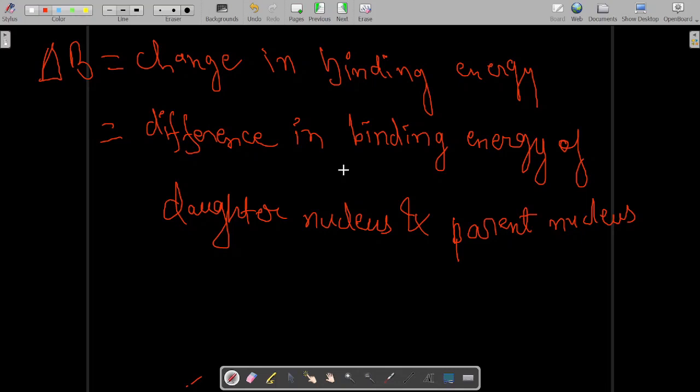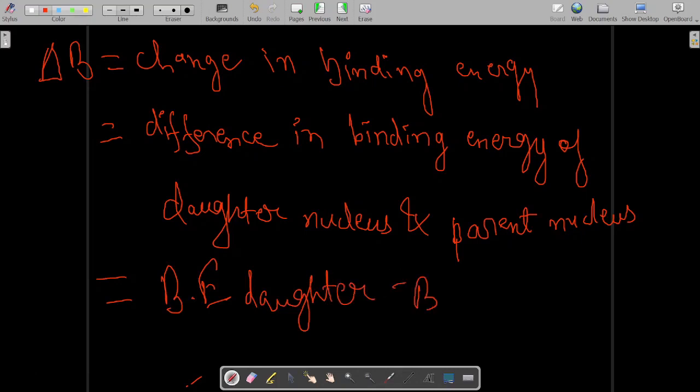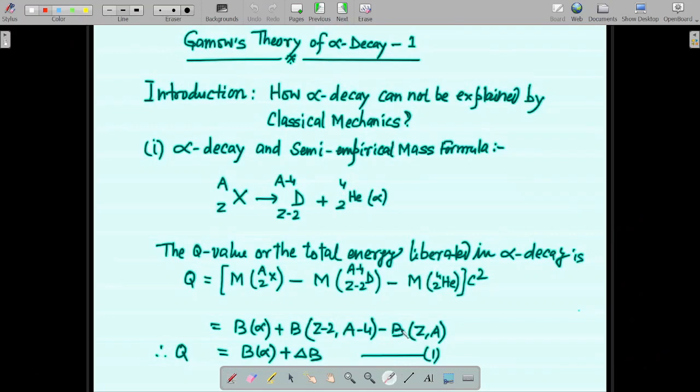So let's see the difference in binding energy of the daughter nucleus and parent nucleus. So that is the binding energy of the daughter nucleus minus the binding energy of the parent nucleus. So this is the binding energy of the parent nucleus and this is the binding energy of the daughter nucleus. So you are subtracting the binding energy of the parent nucleus from that of the daughter nucleus.